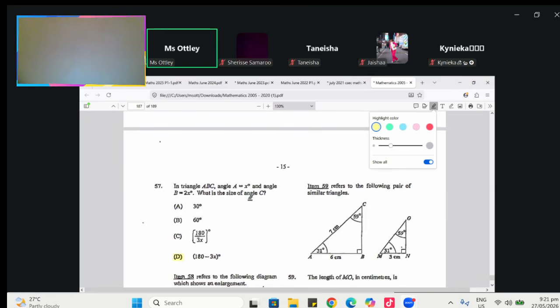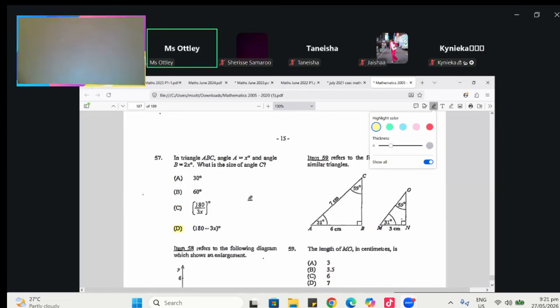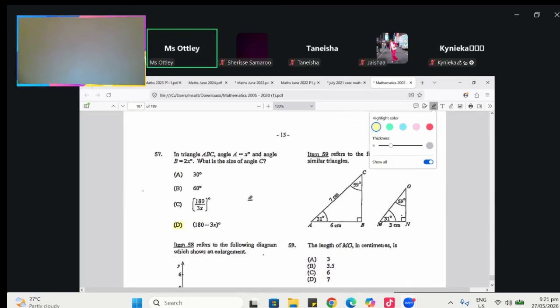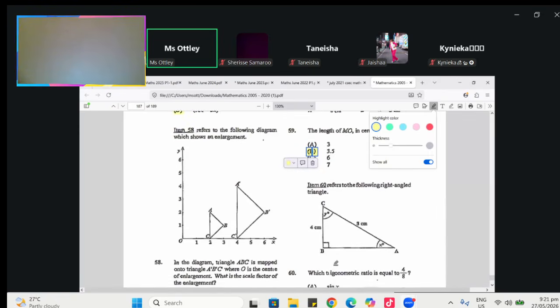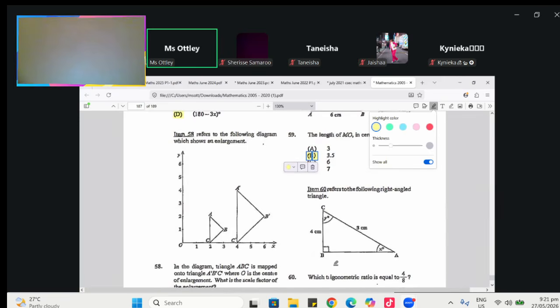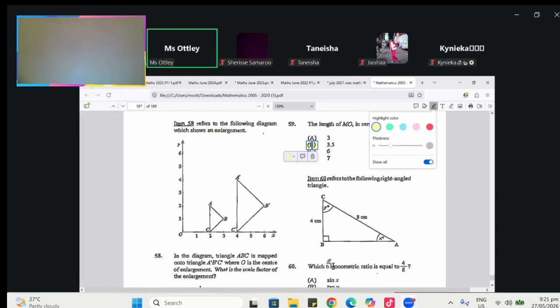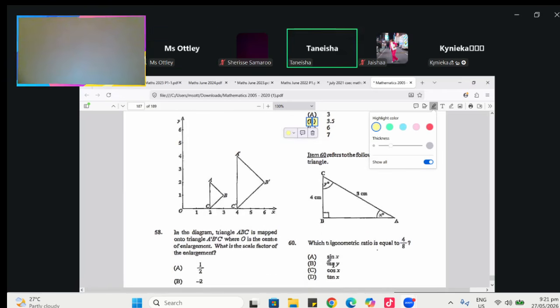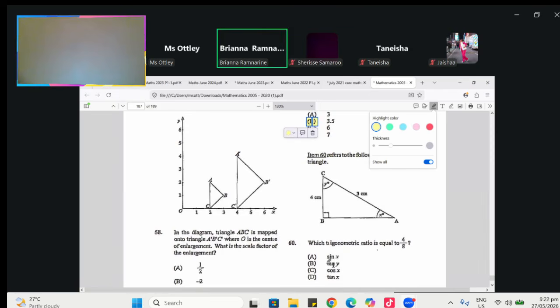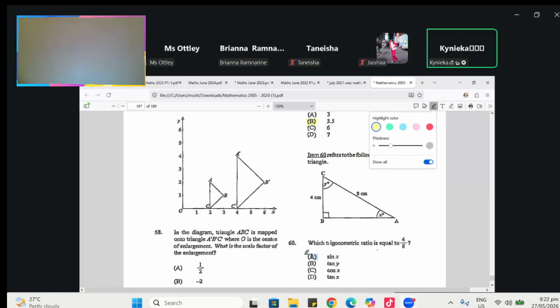Item 59 refers to the pair of similar triangles. So we are trying to find the length of MO in centimeters. Look at our two triangles. 3.5, thank you. Item 60 refers to the right angle triangle. Which trigonometric ratio is equal to 4/8? A. Sine x. You're sure? Yes, that's the answer.